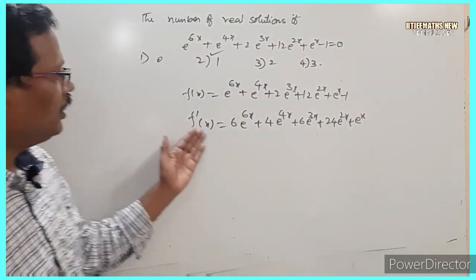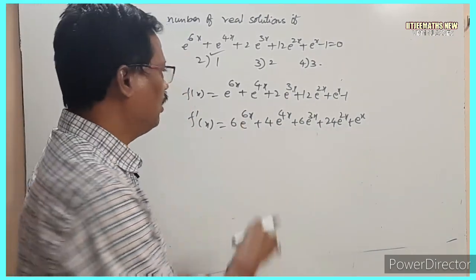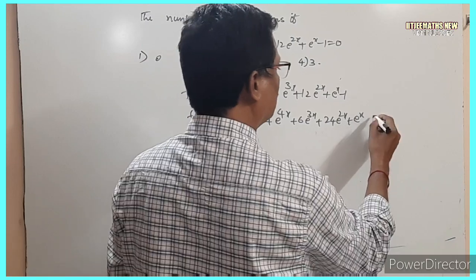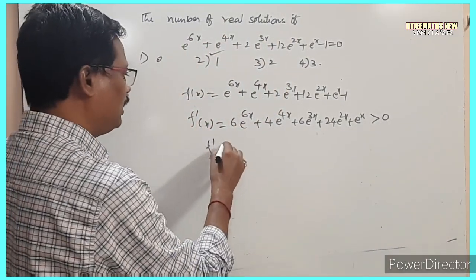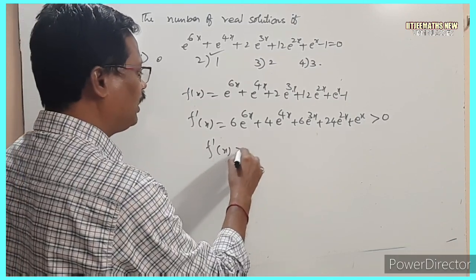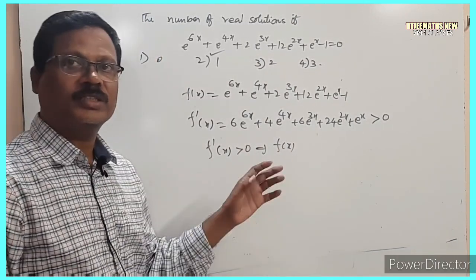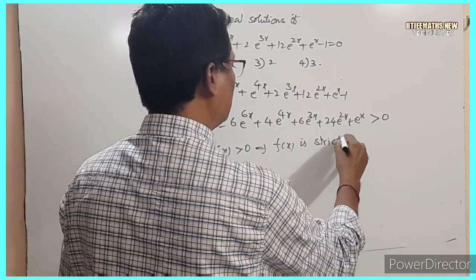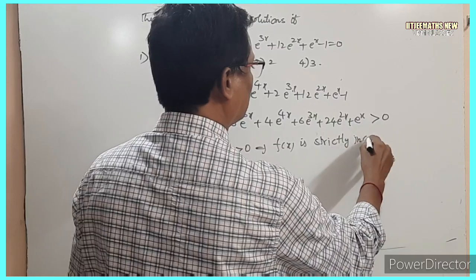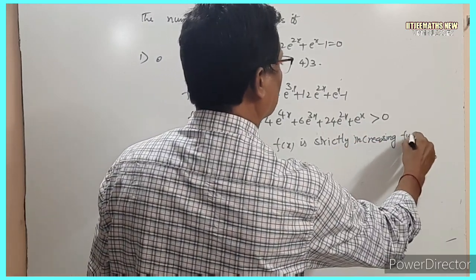Now if you see this f dash x, every exponential is always a positive number. All these are positive numbers, therefore it is greater than 0. Now f dash x is greater than 0, therefore it is strictly increasing. Therefore f(x) is a strictly increasing function.